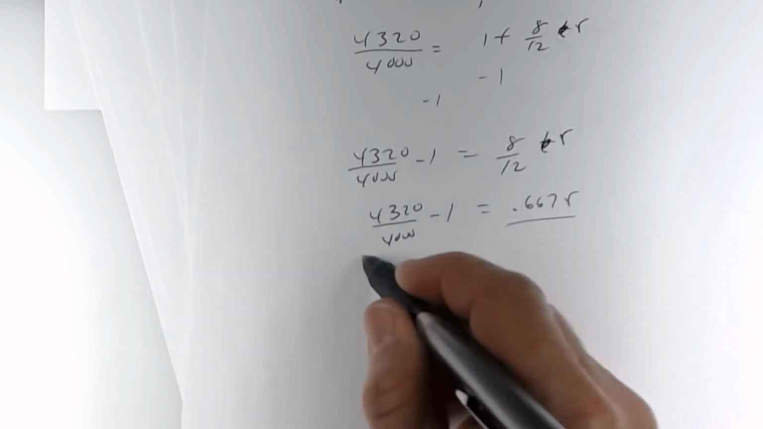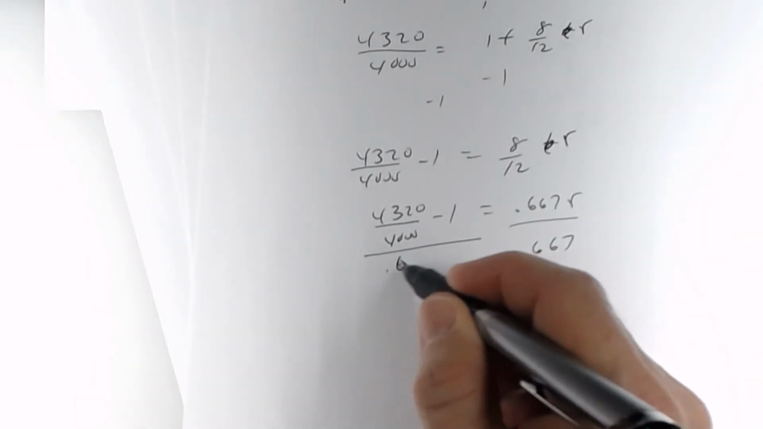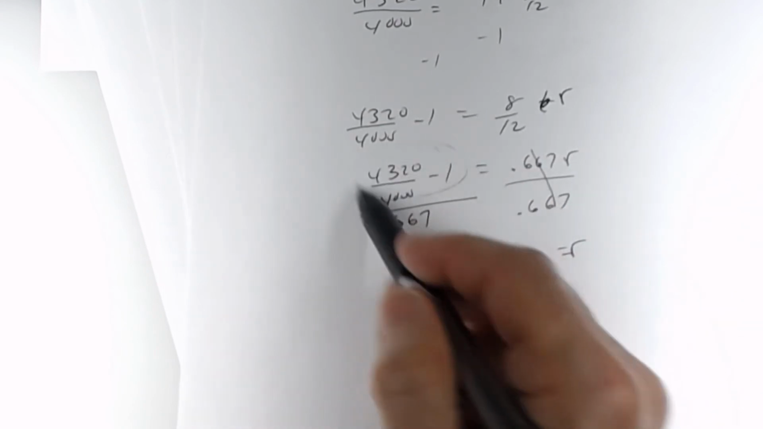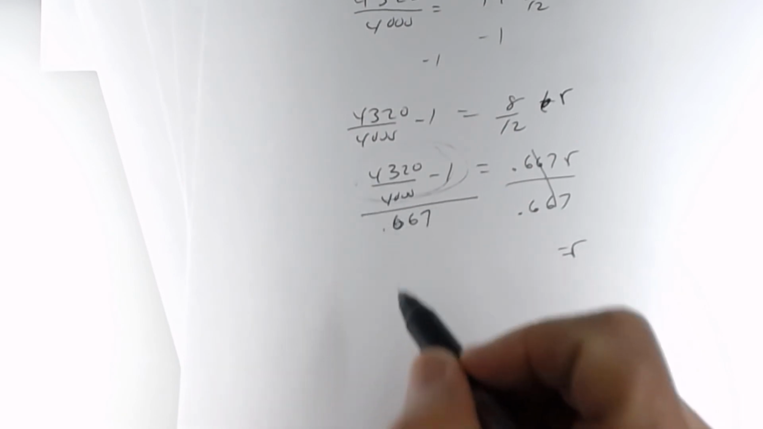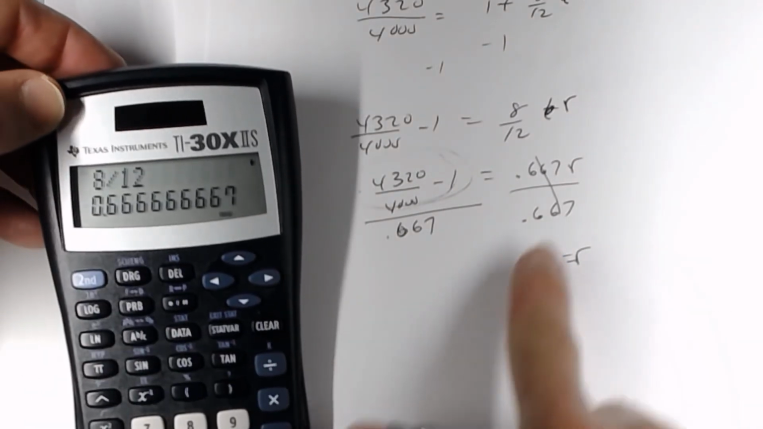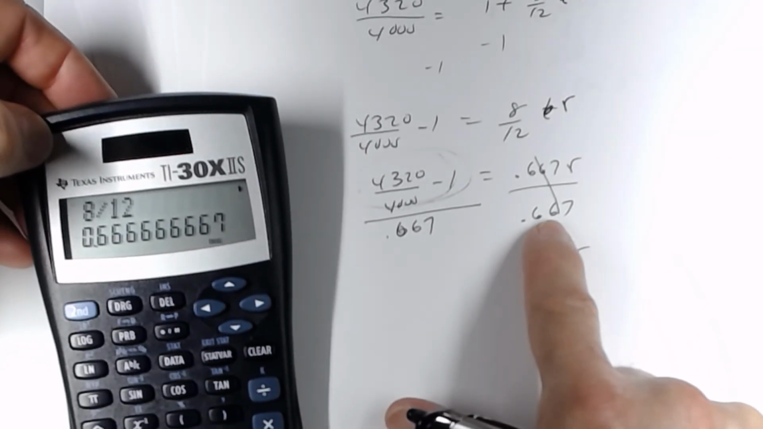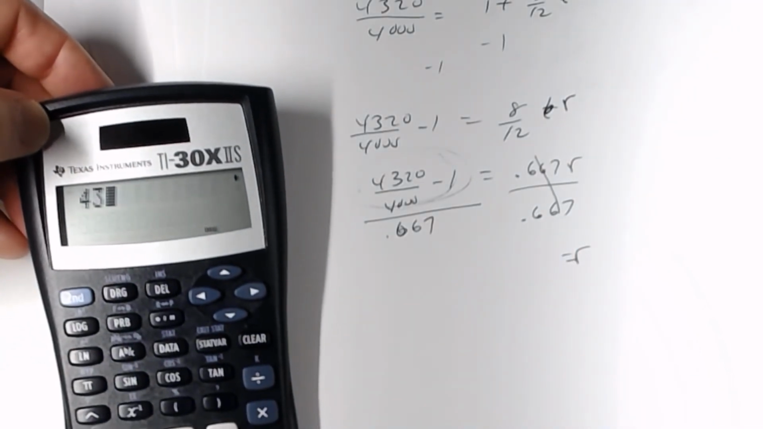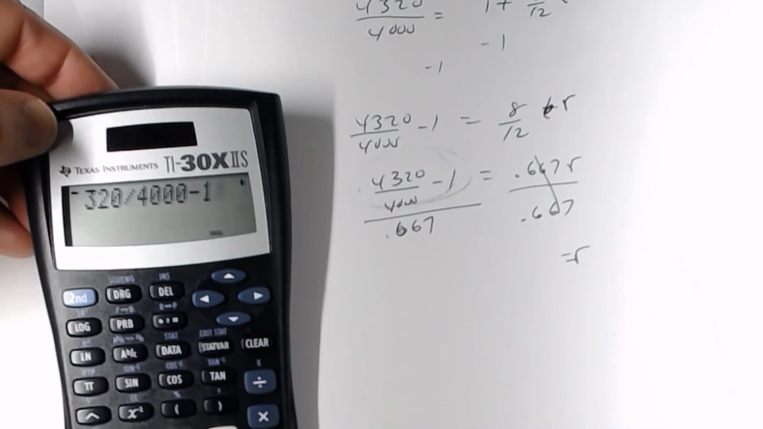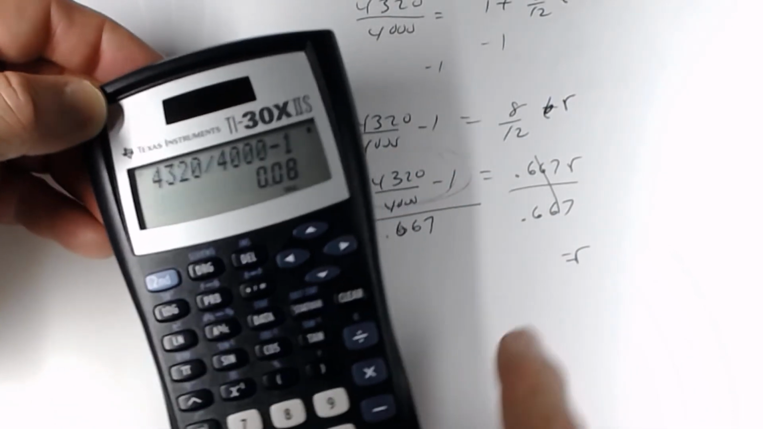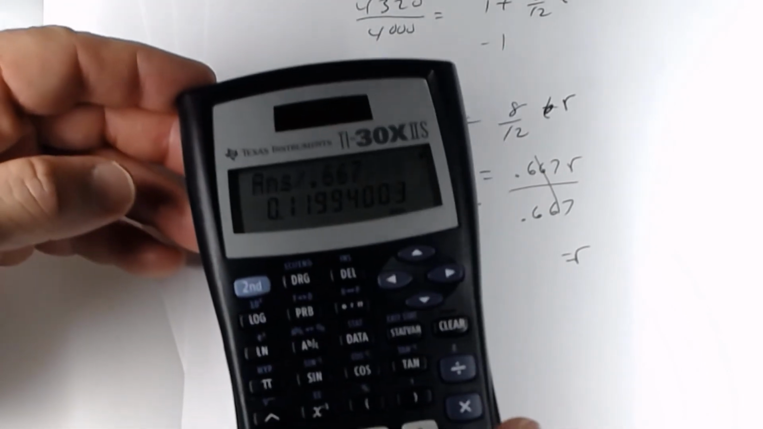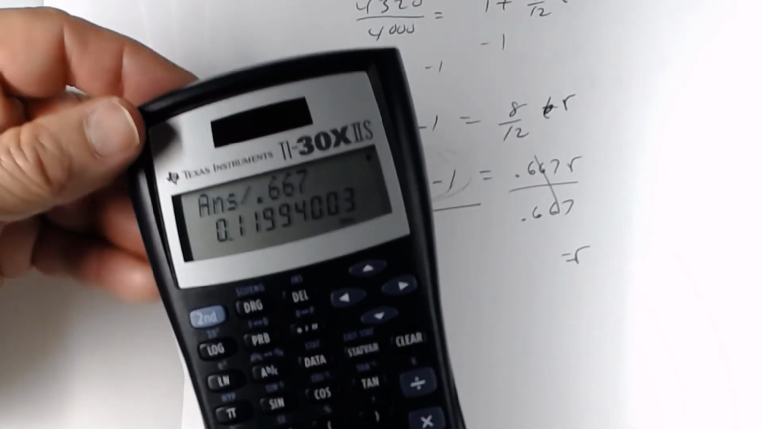And then you divide both sides by what? 0.667. And so therefore, on your calculator, just like we did before, you do this first, then press equal, and then divide by this. So let's see if it's approximately equal to what we had when we did the other way. But remember, I rounded off here, so it's not going to be exactly the same thing. 4,320 divided by 4,000 minus 1. Press equal. That's my numerator. But then we divide by 0.667, and I get this. So it's almost the same thing. You'll see, it's 12%.